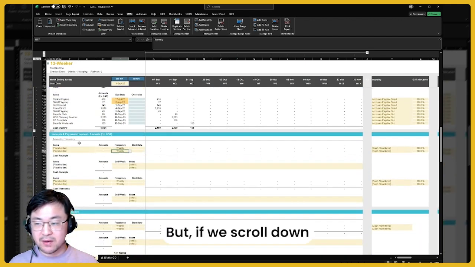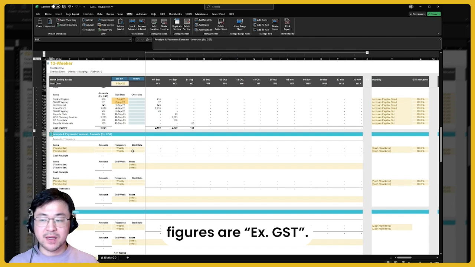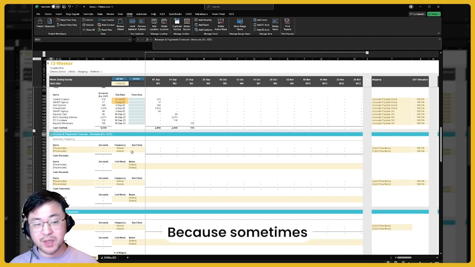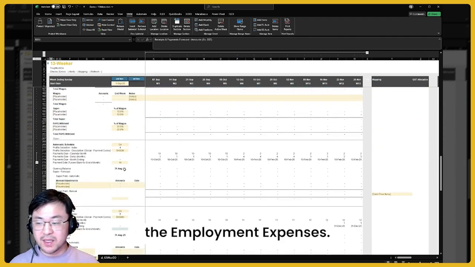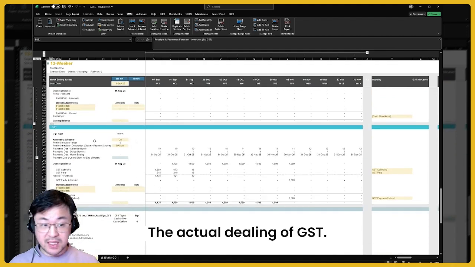But if we scroll down, we'll also note that some of these figures are ex GST, because sometimes when you're thinking about your expenditure or your invoicing, you might not be, or generally probably not thinking about the GST component. Then there's the employment expenses, the actual dealing of GST.